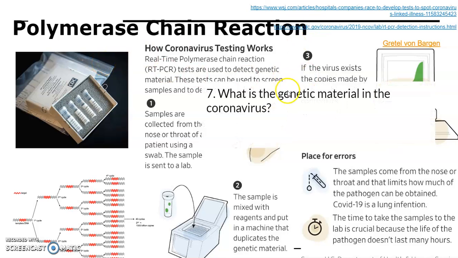So, question number 7. Do you remember, we just said this earlier, what is the genetic material in the coronavirus? So what are they amplifying and comparing?